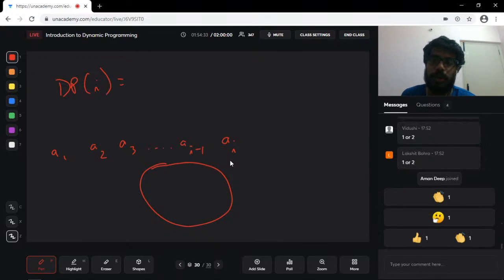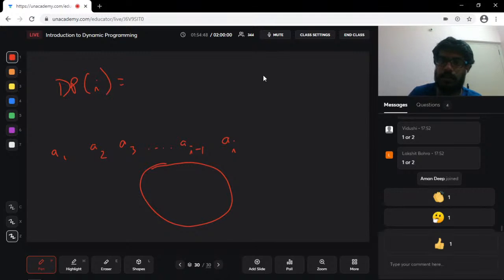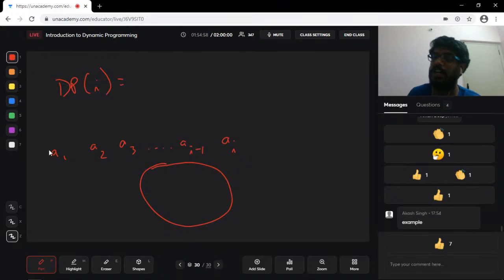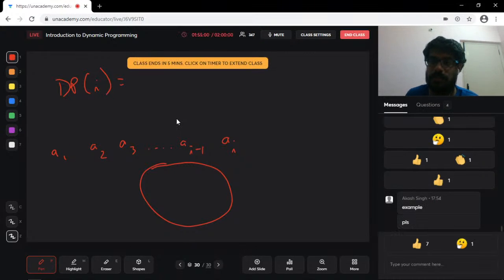Instead, what we're going to ask is, I know AI is the last element of my increasing sequence. What was the previous element? What is the last but one element? That is the question I ask. Is it clear? The previous element could have been A(I-1), it could have been A(I-2), A(I-3), or it could have been A3 or A2 or A1. It could have been any of these.